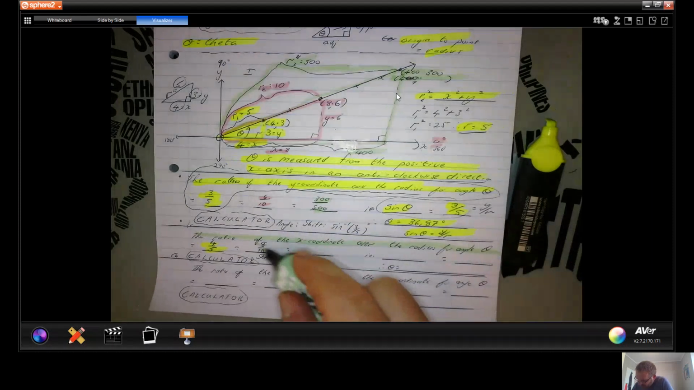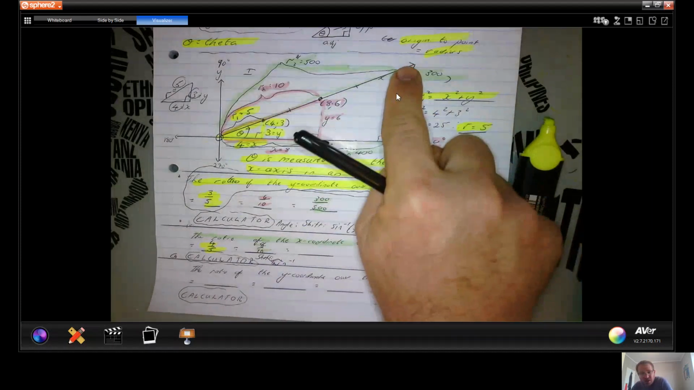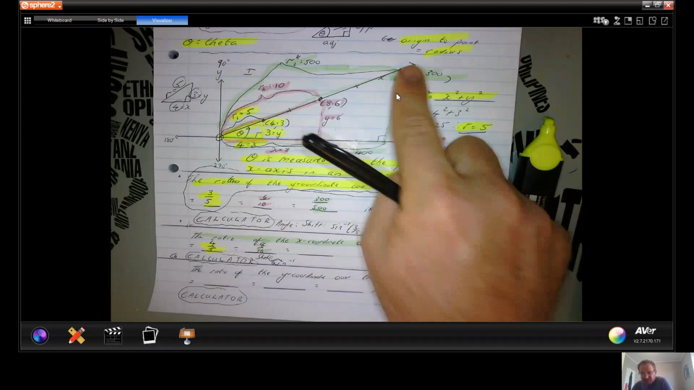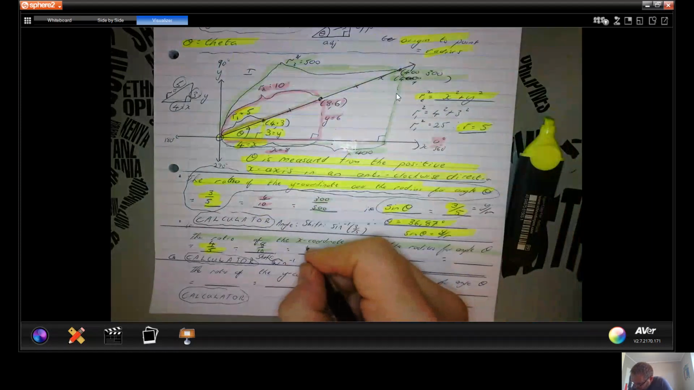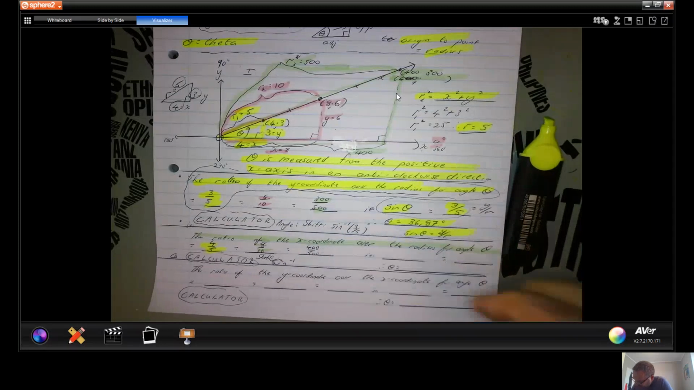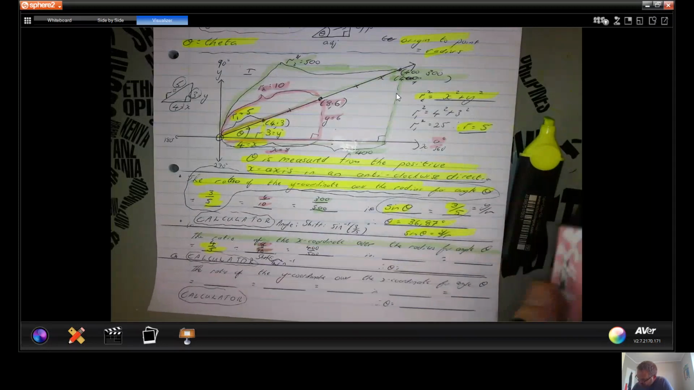And Bella, if I go to this point over here, what's the x-coordinate over the radius? The x-coordinate over the radius is going to be equal to 400 over 500. Sorry, this was in a pink triangle.